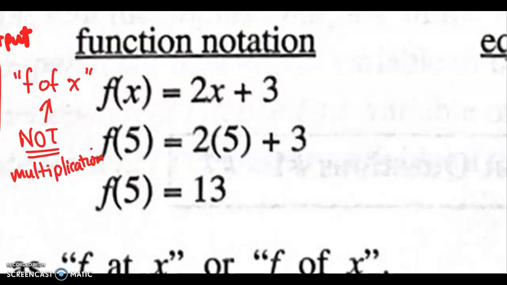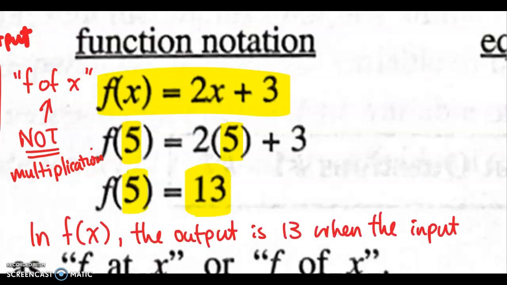So let's say we're given this particular function here, and then in the next step we're told that the input is actually 5. What we can do here is simply replace x with 5. If we replace x with 5 here where it says f of x, then we also do so in our actual equation, and that's how we finally find what the output is when the input is 5. So we can say that in f of x, or in function of x, the output is 13 when the input is 5.